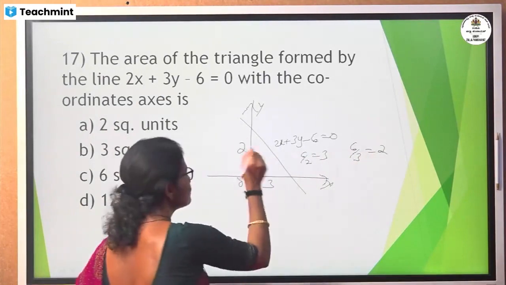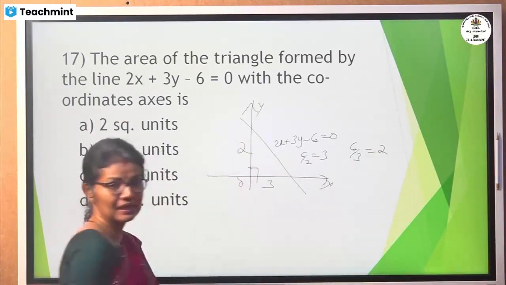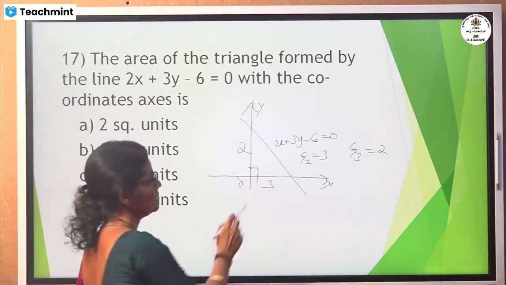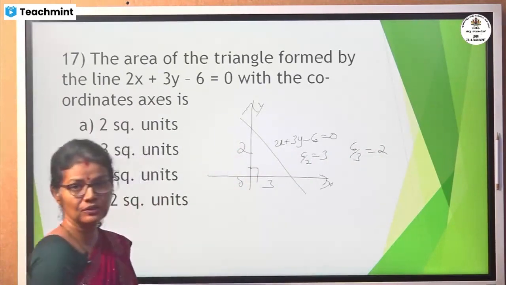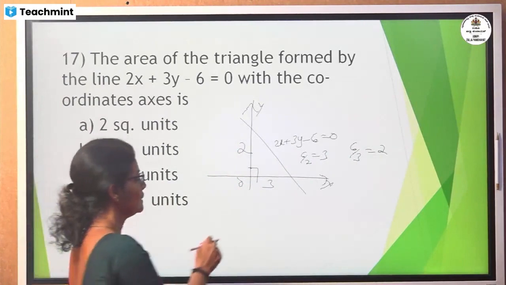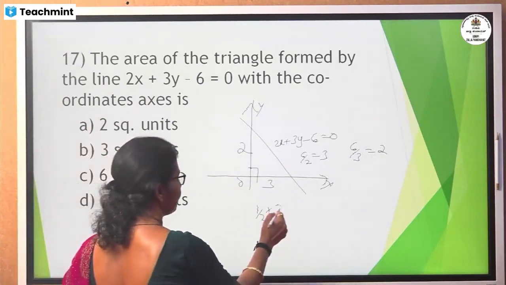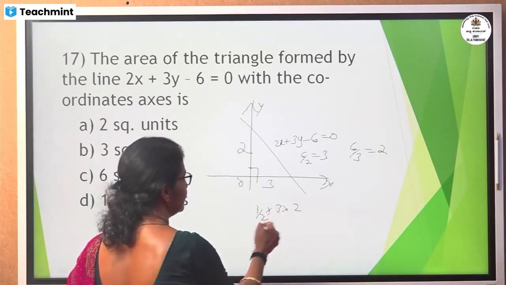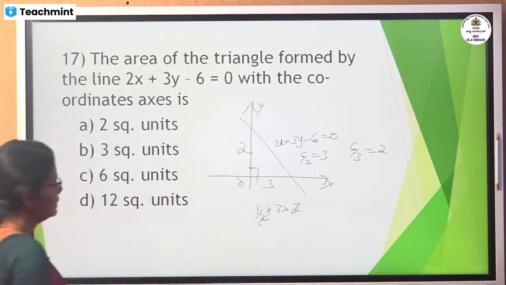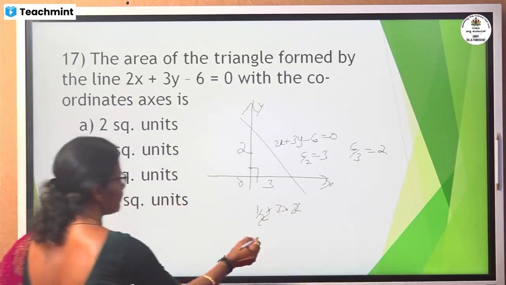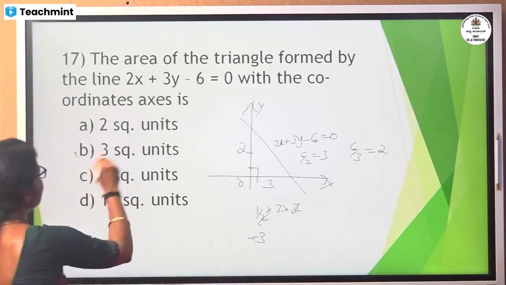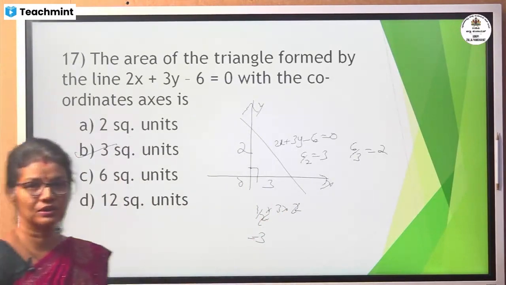So this is 2. So this is a right angle triangle. Area will be half into base into height, half into 3 into 2. That is how much? 3 square units. 3 square units, right? So if you check, option B holds good.